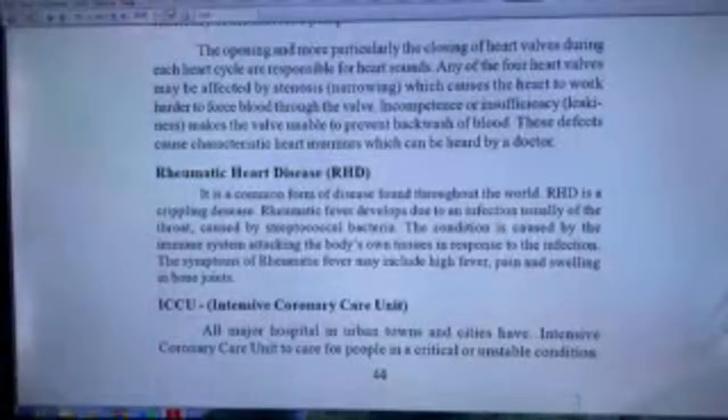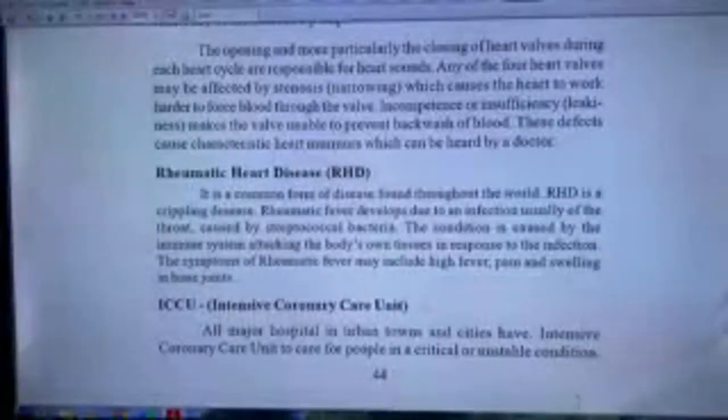Any of the four heart valves may be affected by stenosis, narrowing, which causes the heart to work harder to force blood through the valve. Incompetence or insufficiency, leakiness, makes the valve unable to prevent backwash of blood.